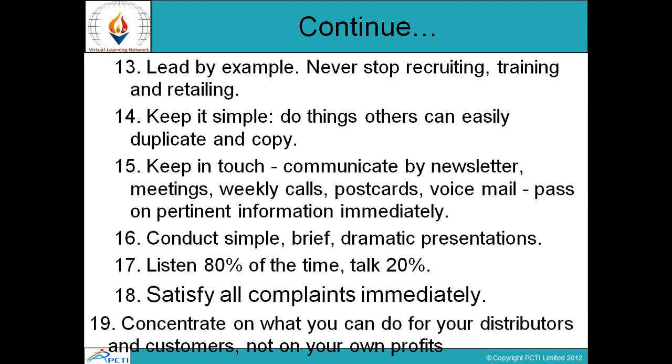Another best technique of marketing is to lead by example. Never stop recruiting, training and retailing.